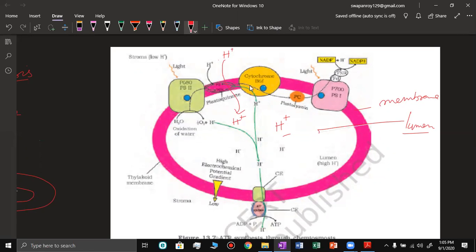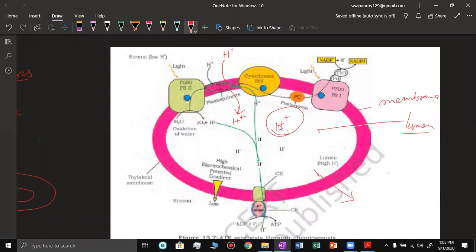During the electron transport, in cyclic and non-cyclic photophosphorylation, protons are transported from the stroma to the lumen, and also protons are produced by the photolysis of water. So there is accumulation of hydrogen ions inside the lumen, and so a gradient is produced across this membrane of the thylakoid.